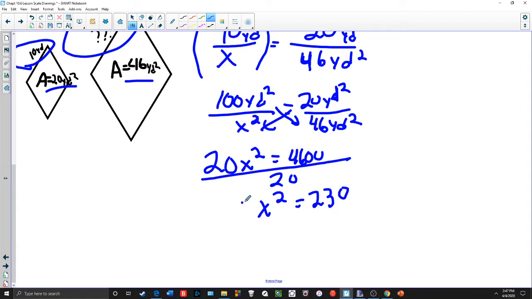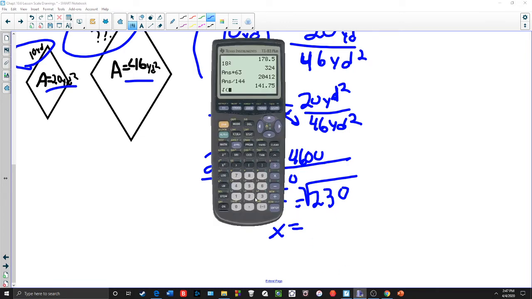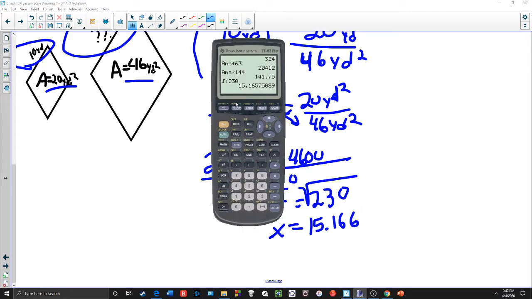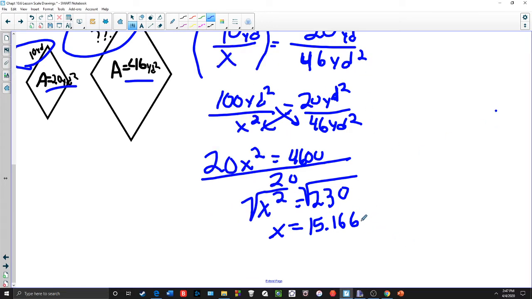And then to get rid of the square, we then square root both sides, and we get x is equal to whatever the square root of 230 is, which is 15.165. So 15.166, because after the 5 is a 7, so the 7 rounds the 5 up to a 6. And that'd be yards. Because again, this is a linear measurement, so it should be in yards.